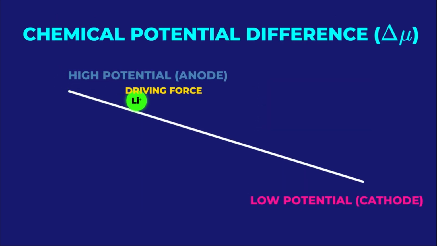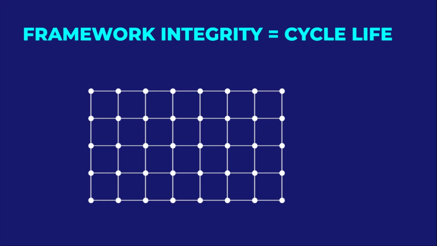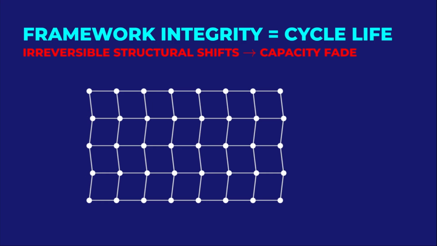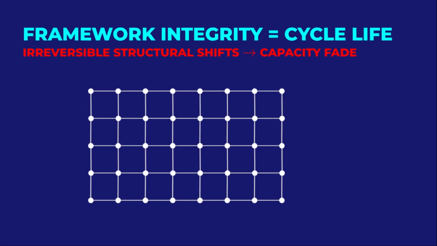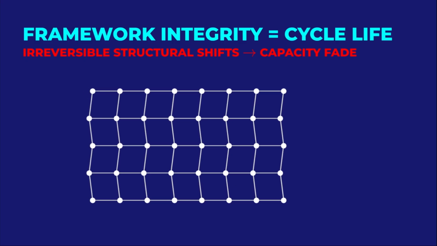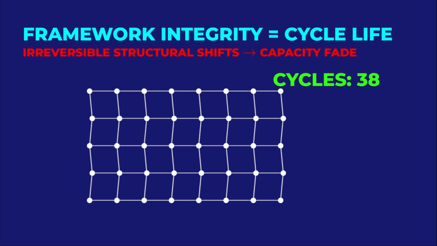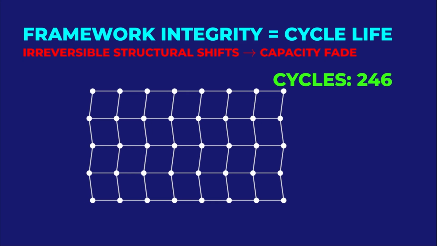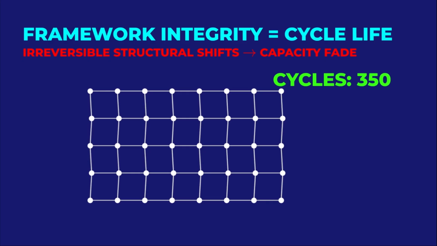Simultaneously, electrons flow through an external circuit to maintain charge neutrality. This movement is driven by the difference in chemical potential between the two electrodes. The integrity of the host framework determines the cycle life of the battery. If the lattice undergoes irreversible structural shifts during ion insertion, the capacity to store energy diminishes. Understanding these atomic scale movements explains why high-energy density storage maintains power over hundreds of cycles.